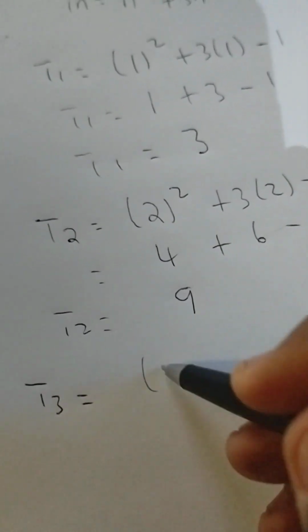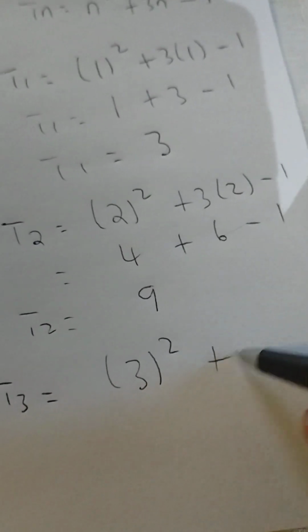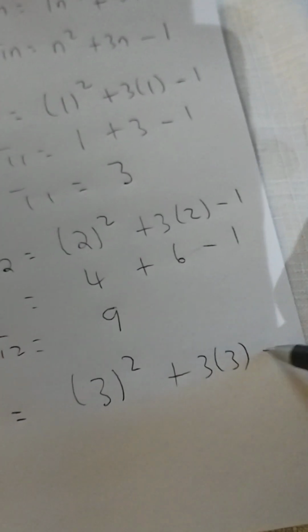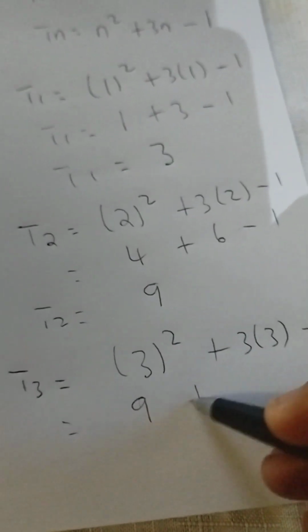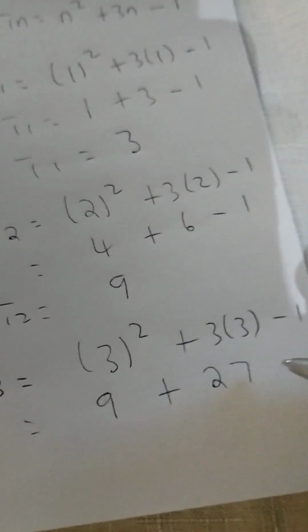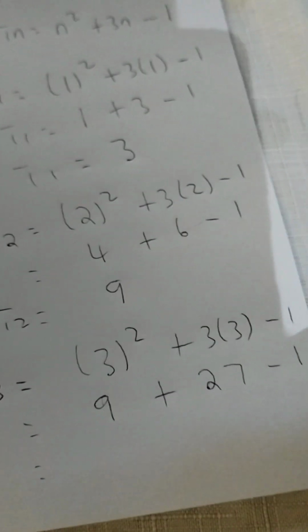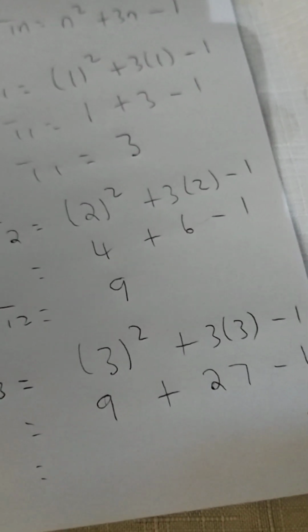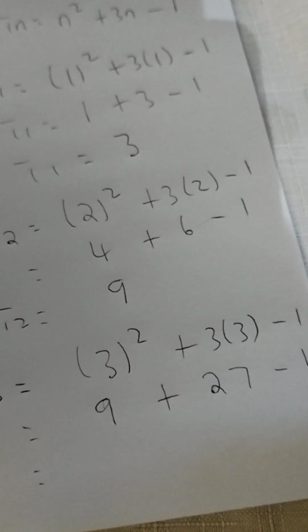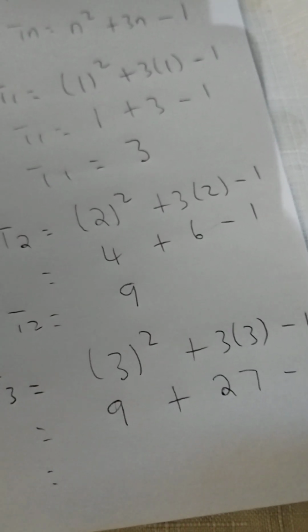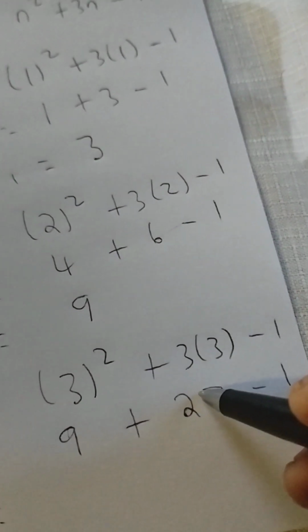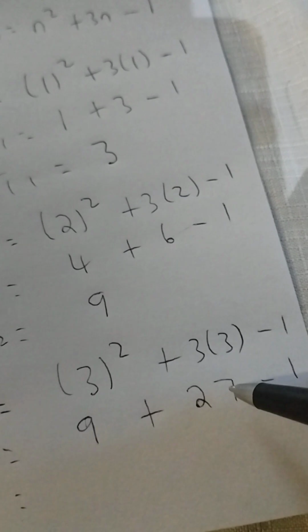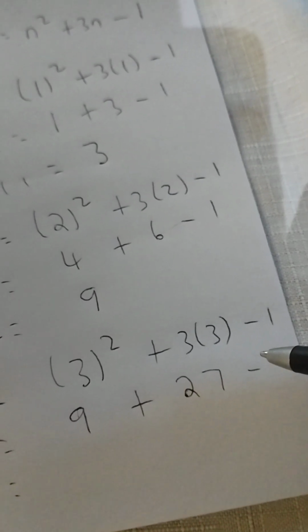Again, for interest's sake, I can go and find T3. What will be T3? T3 now will be 3 squared plus 3 times 3, minus 1. So what is 3 squared? 3 squared is 9. What is 3 times 3? That's 27, minus 1. So 27 minus 1 will be 26. Then 26 plus 9.